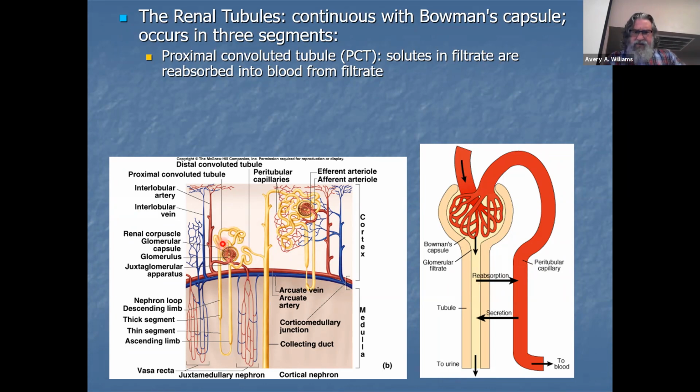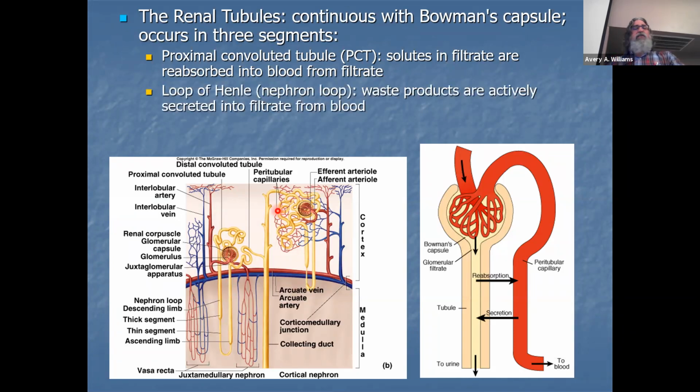Then all of a sudden, look, it straightens out like this and forms this little hairpin-looking deal. See that on both sides? That's the loop of Henle.